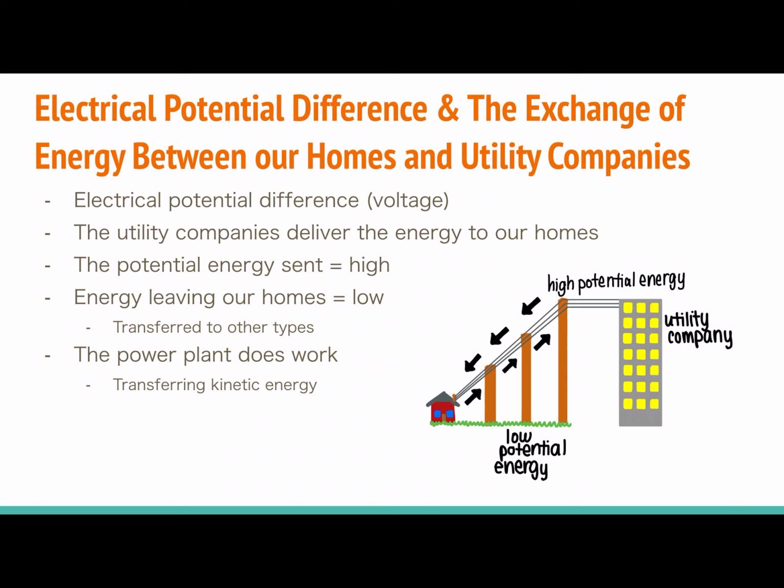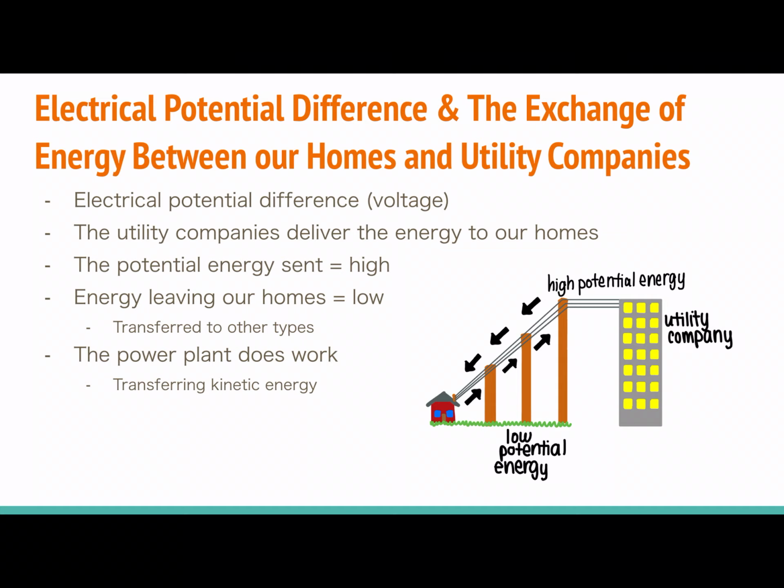Electrical potential difference and the exchange of energy between our homes and utility companies. Electrical potential difference is the difference between the potential energy of the charges with low potential and the charges with high potential. It is measured in joules per coulomb and is also known as voltage. The utility companies deliver the energy to our homes through power transmission cables. The energy sent to our homes has high potential energy.